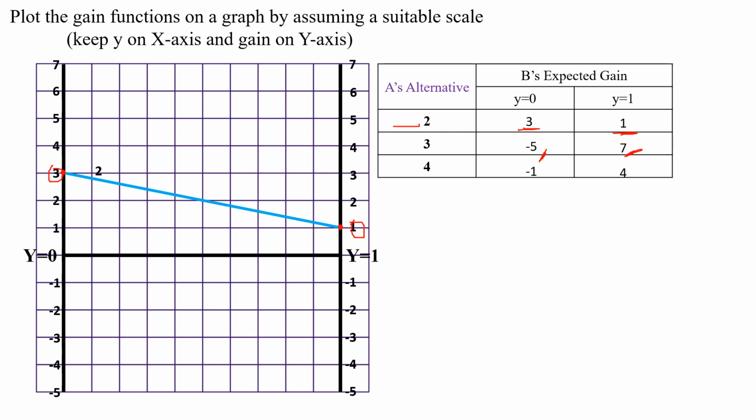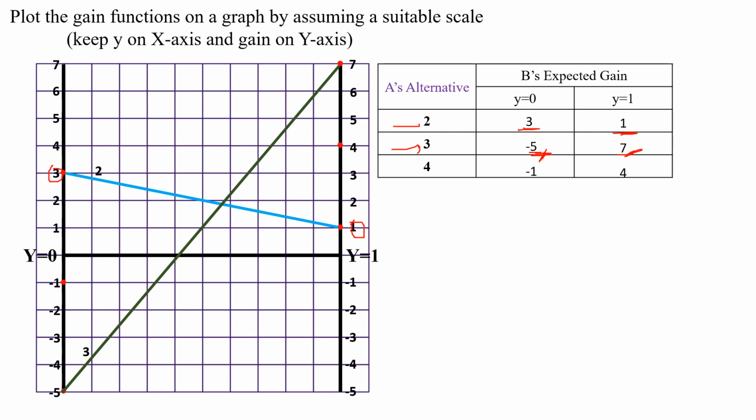So next, mark the minus 5 and 7 for the third strategy. Minus 5 is when y equals 0, so mark the minus 5 when y equals 0. Similarly, mark the 7 when y equals 1. Then join these 2 points by a line. This line is for the third strategy.